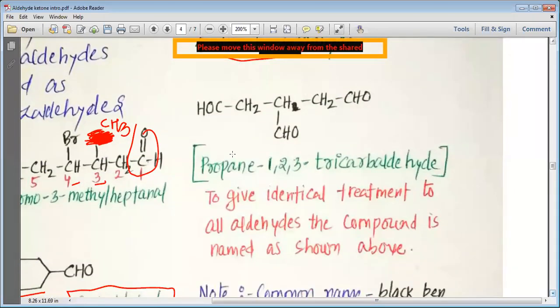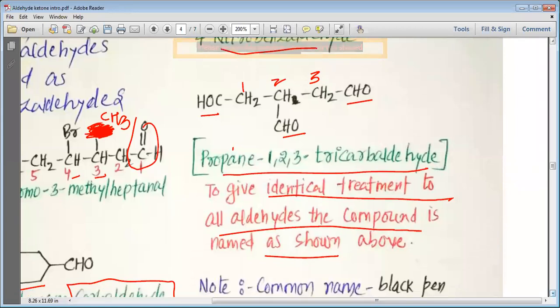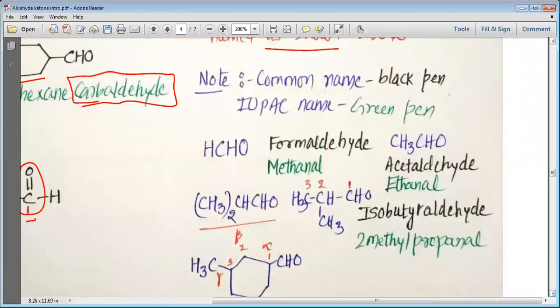Now this is the very important nomenclature. You can see that there are three aldehyde group present in this compound, so they are given the number 1, 2, 3, and to give identical treatment to all these three aldehyde group, they are named as propane 1, 2, 3 tricarbaldehyde. Please remember these names. It is frequently asked in the exam.